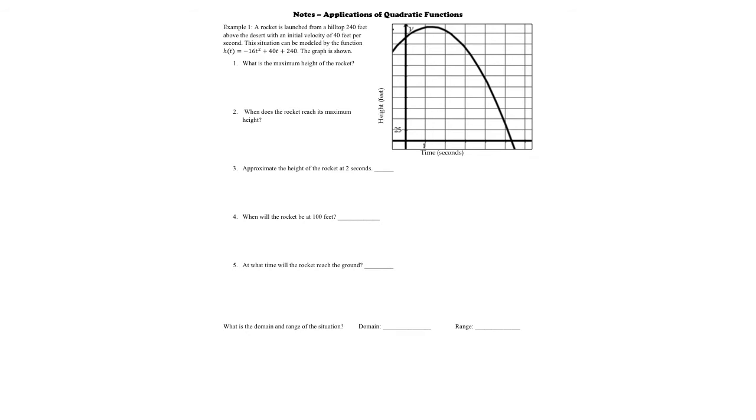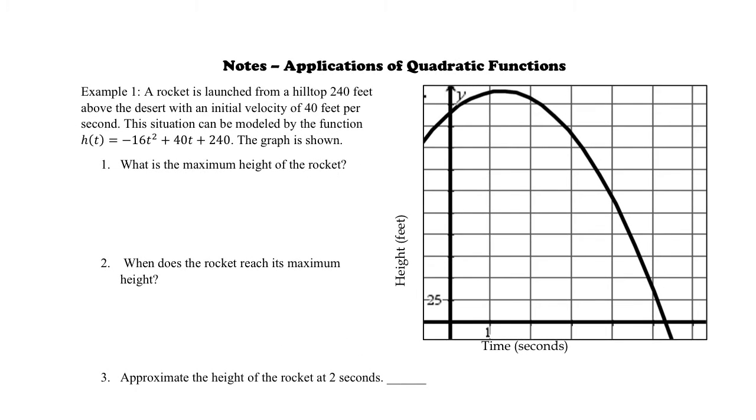For the last part of quadratics, we need to talk about how to read graphs and the applications of these quadratic functions. So for example 1, a rocket is launched from a hilltop 240 feet above the desert with an initial velocity of 40 feet per second. This situation can be modeled by the function h of t equals negative 16t squared plus 40t plus 240. The graph is shown. So first, before we look at the questions, let's look at our graph.